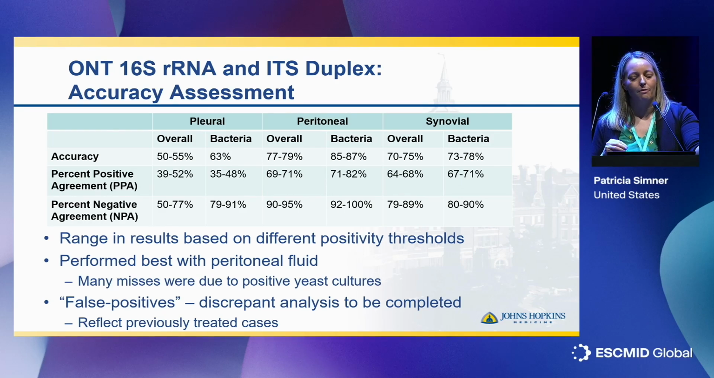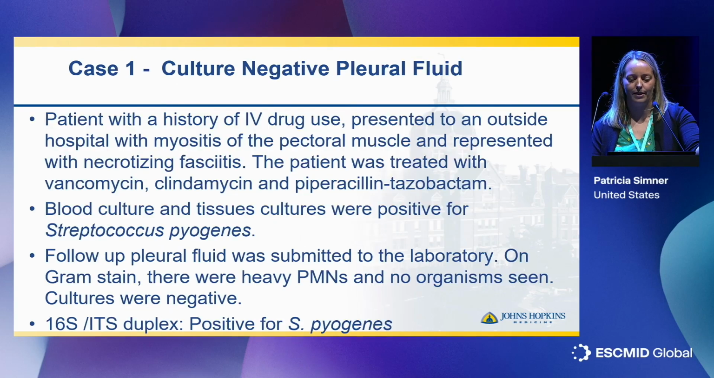So some of these percent negative agreements or false positives are most likely true positives. That's because a lot of these were previously treated patients, where we were actually able to detect the pathogen that was non-viable by our culture-based methods. Here's an example of a patient who had a history of IV drug use, presented to an outside hospital with myositis of the pectoral muscle, and represented with necrotizing fasciitis at our hospital. The patient was treated broadly with vancomycin, clindamycin, and piperacillin and tazobactam. Blood cultures and tissue cultures were positive for Streptococcus pyogenes.